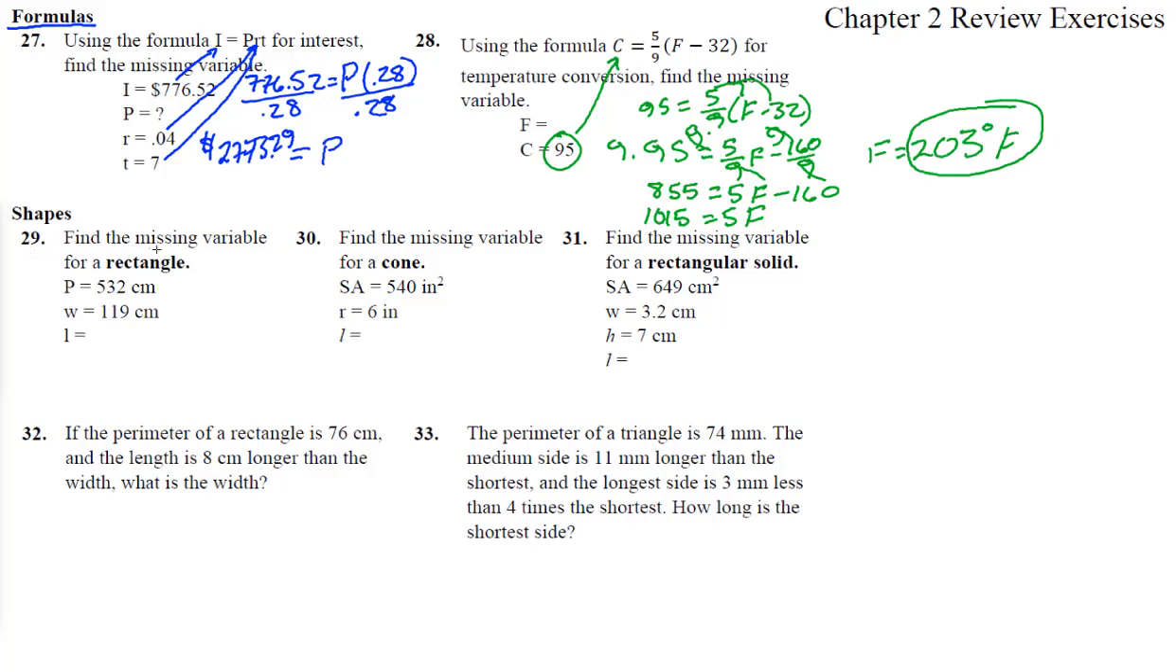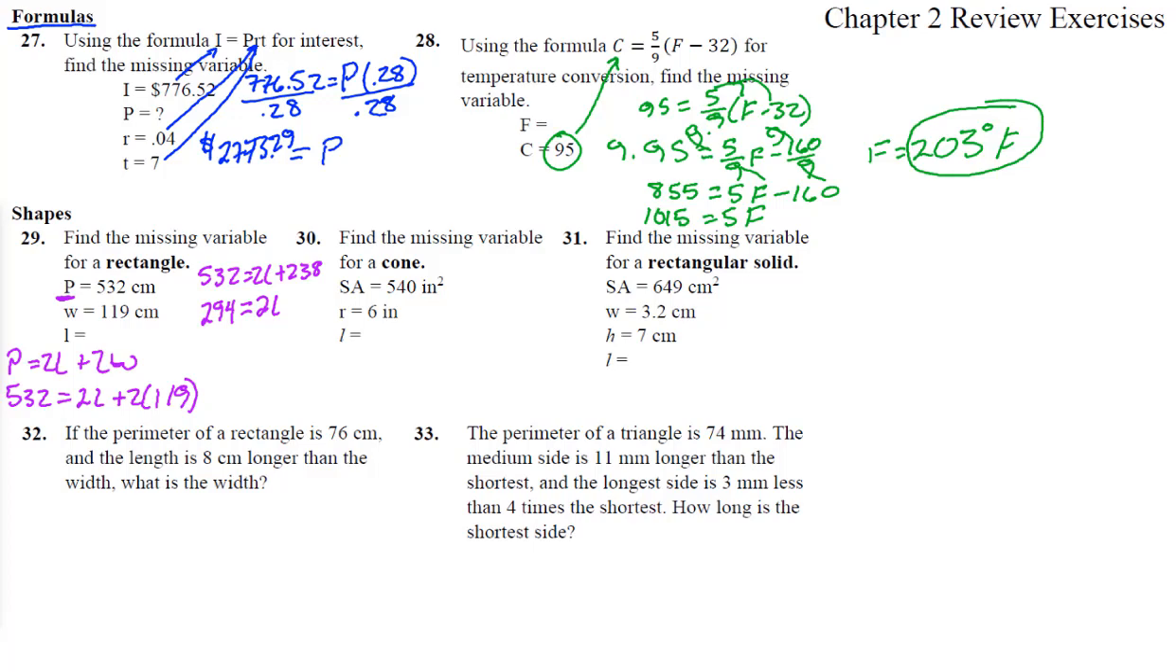Alrighty, number 29. Find the missing variable for a rectangle. Looks like we're doing the perimeter. So perimeter equals 2L plus 2W. So 532 equals 2L, which we don't know, plus 2 times 119. So we get 532 equals 2L plus 238. Subtract 238 from both sides, and we get 2L equals 294. That's what it looks like.